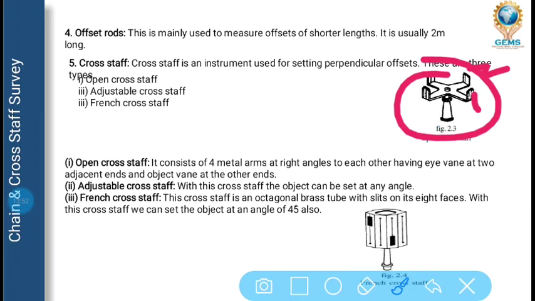Next is the adjustable cross staff. Adjustable means you can move the vanes and adjust them to any angle. Next is the French cross staff. As you can see, the French cross staff is an octagonal brass tube with a slit on its 8 faces. A slit means a cut or opening, through which you can find the 45 degree angle.